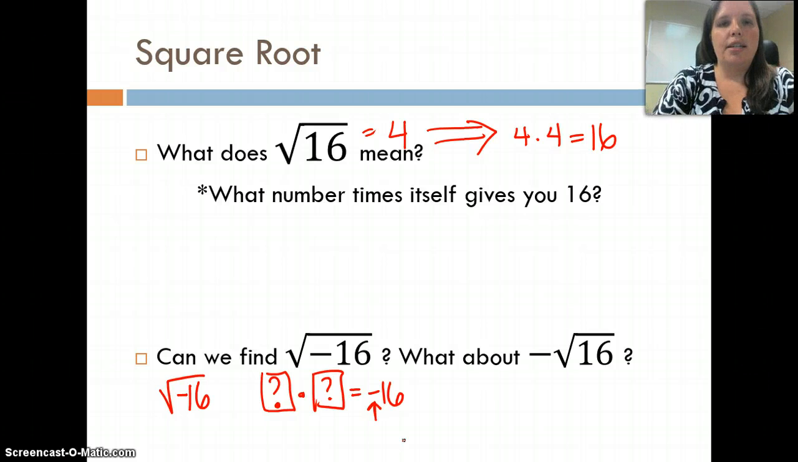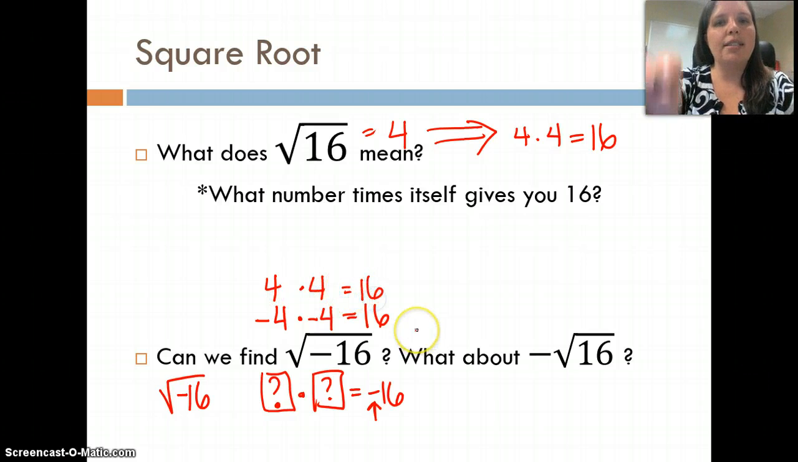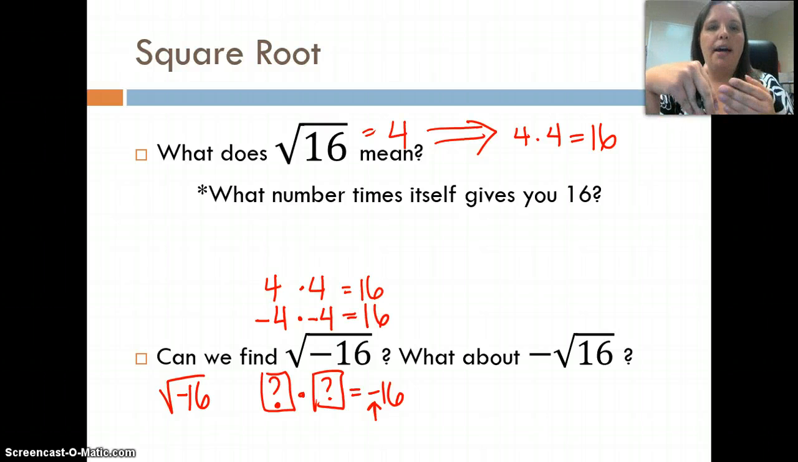Because if I did, let's say I chose, well, it could be negative 4. What's negative 4 times negative 4? Well, that's positive 16. 4 times 4, well, that's positive 16. So if a number times itself, they have the same sign, you're going to get a positive value. So the only way we can get negative 16 is by 4 and negative 4, but that's not what we're looking for. No pun intended.